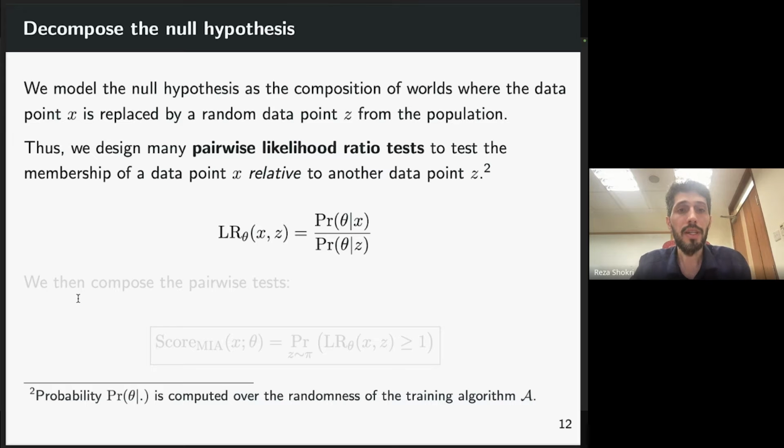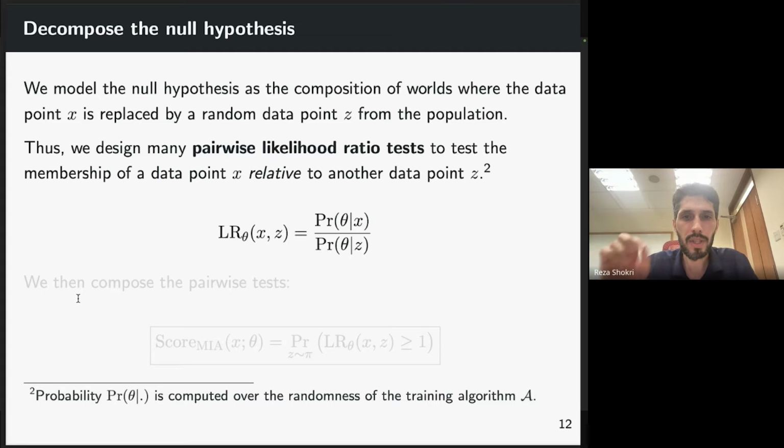So we designed this pairwise likelihood ratio test, which tells us which one is more likely: the world in which I observe theta given that X and a number of random samples from the population were used to train the model, or the world in which I observe theta and Z and a bunch of other data points were selected for the training of the model. So if I have this test, it would just say which one is more probable, the presence of X in the training data relative to the presence of Z.